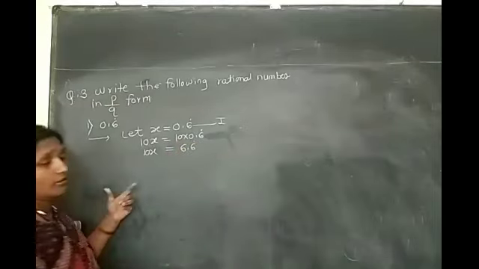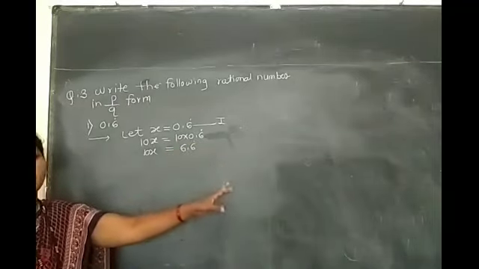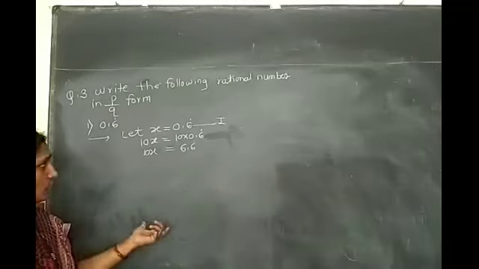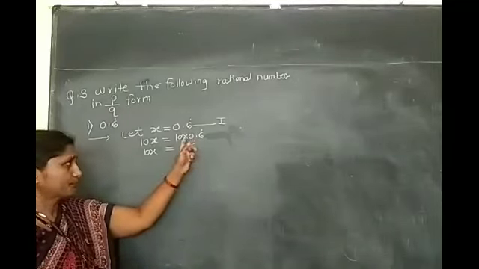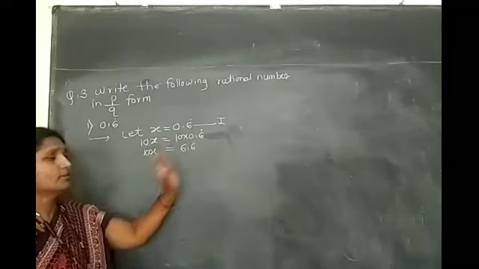6.6 recurring. Here we multiply, and actually we only consider the point, 6.6 recurring.